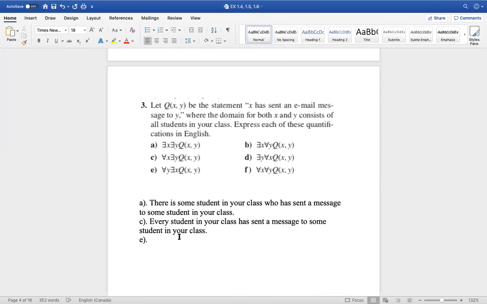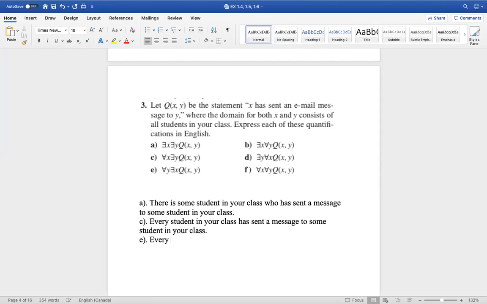All right, let's move on to part number E. We have here for all y, there exists an x, Q(x, y). So notice that we have changed the order of these quantifiers. Okay, so this one is going to be a little bit opposite.